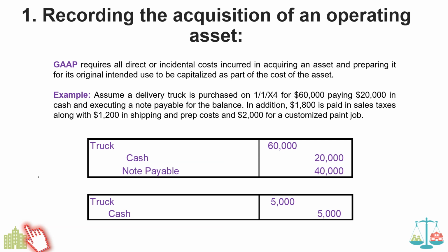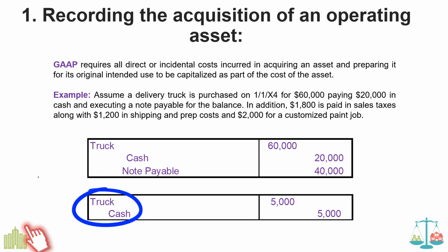Should those expenditures be expensed as a cost of doing business right now, or should those expenditures be capitalized as part of the cost of the asset? Well, given the requirements established under generally accepted accounting principles, and because any cost incurred in acquiring the asset or getting it ready for its original intended use should be capitalized, it's my impression that all of these, the full $5,000, probably should be capitalized as part of the cost of the truck. Debiting truck for $5,000 and crediting cash for these additional costs.